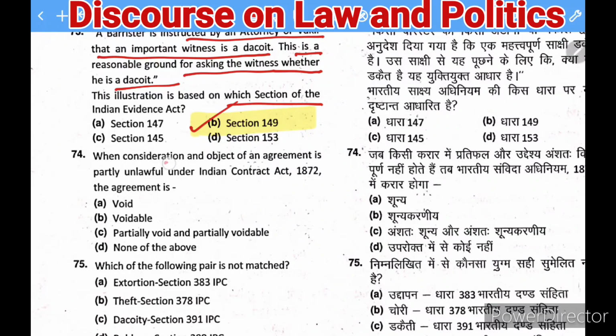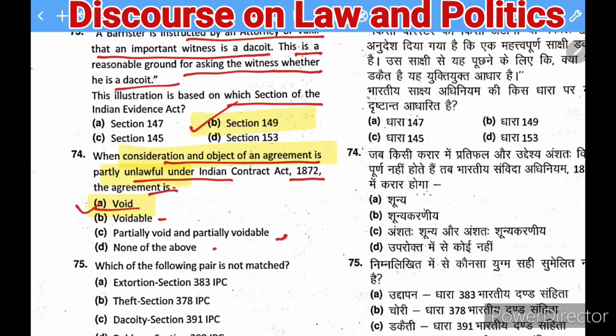Next question, when the consideration and object of an agreement is partly unlawful under the Indian Contract Act of 1872, the agreement is, the options given here are A, void, B, voidable, C, partly void and partly voidable, and D, none of the above. So when the consideration and object of an agreement is partly unlawful, in that case the agreement is going to be void. So the right answer is A.